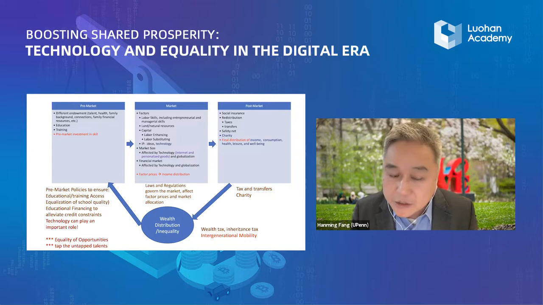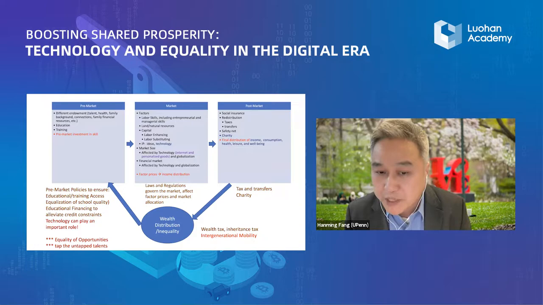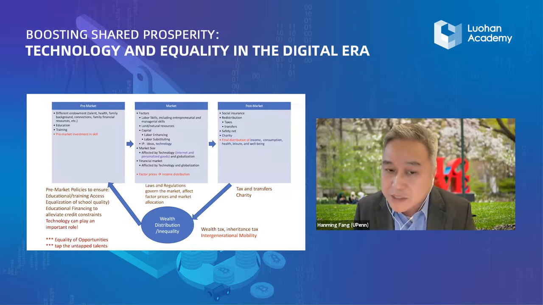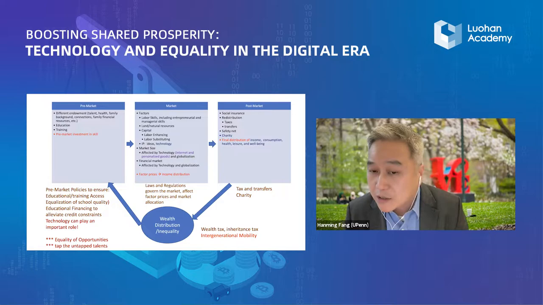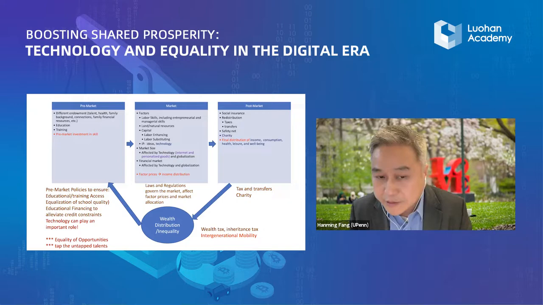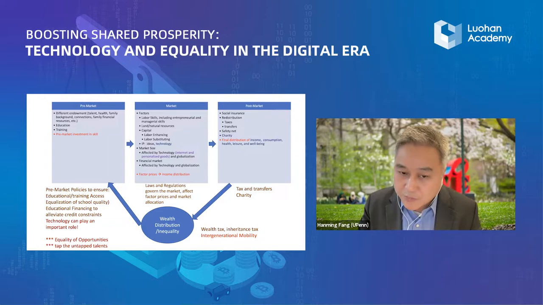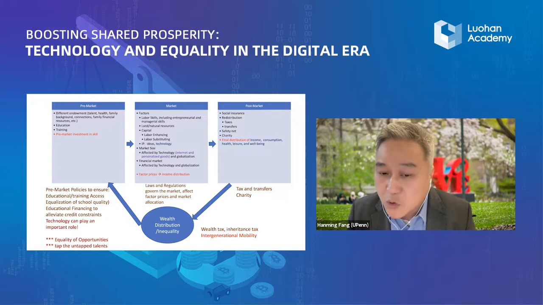And also, Professor Spence mentioned that finance plays an important role in affecting the factor prices, the ability to finance and scale up startups, all these ideas that can quickly turn into a big company. This requires financial development. And of course, the ability of financial development is very much affected by technology and globalization. And I'll illustrate that a little later as well. And as I said, the market determines factor prices, and the factor prices are affected by the production technology that's prevailing in the market, as well as laws and regulations and so on, where policymakers can obviously play an important role.